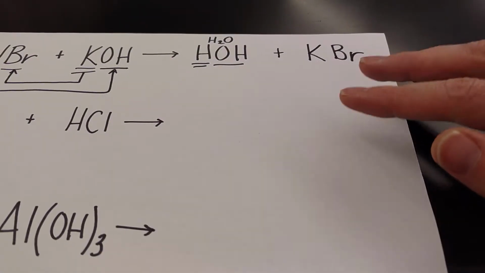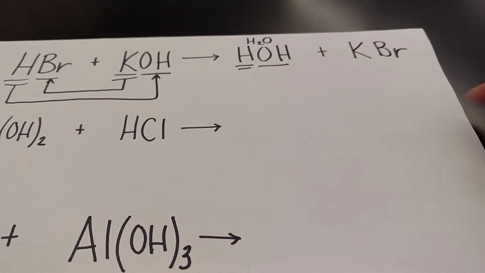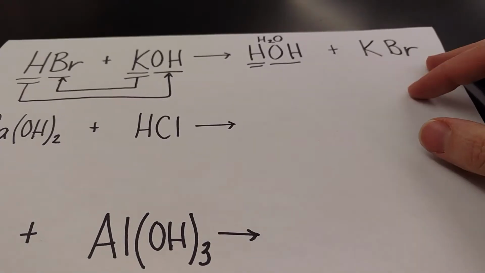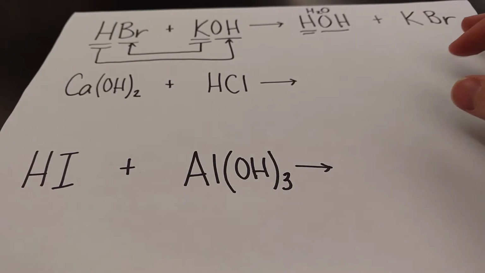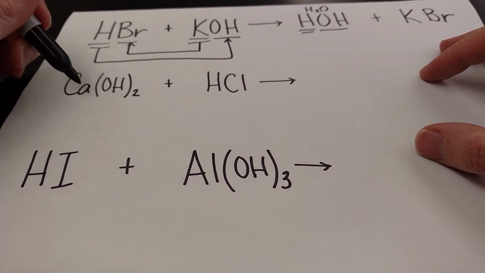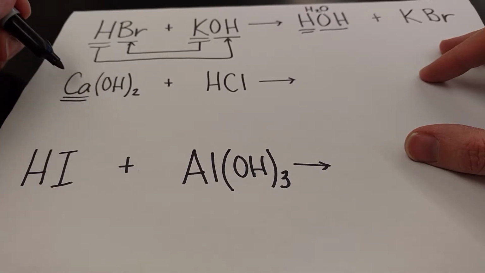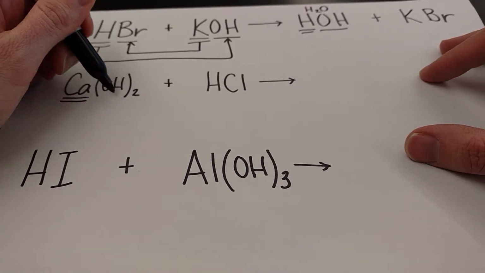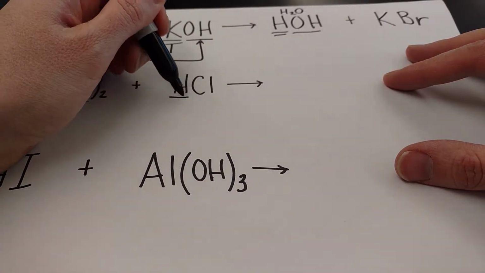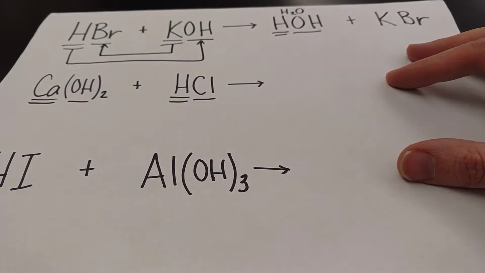Okay. In this case, my entire equation is balanced because I have 1 potassium on each side, 1 bromine on each side, 2 hydrogens, and 1 oxygen on each side of the arrow. Now if we move down to this one, this is now my base, so it doesn't matter which order. We have the cation, which is calcium this time, and we have our anion, hydroxide. The acid here, cation is hydrogen, anion is chloride.